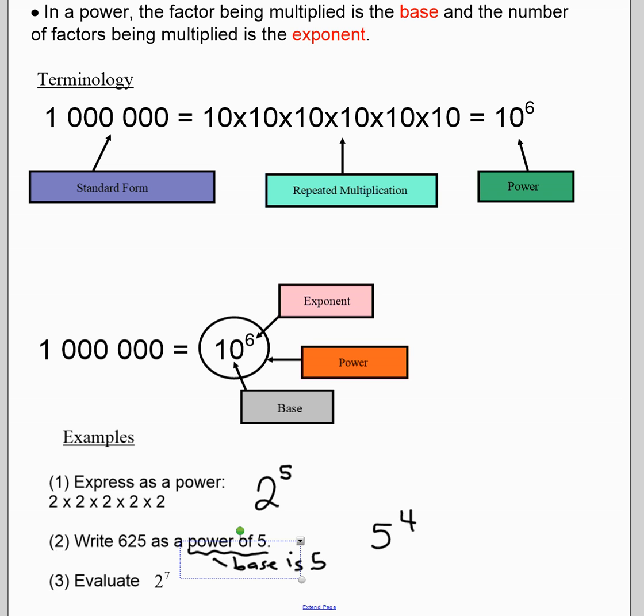What you're going to find with powers is that they get really big really fast. So even though 625 is a big number, you wouldn't try like 5 to the 10. 5 to the 10, if you tried that on your calculator, it's going to be huge.